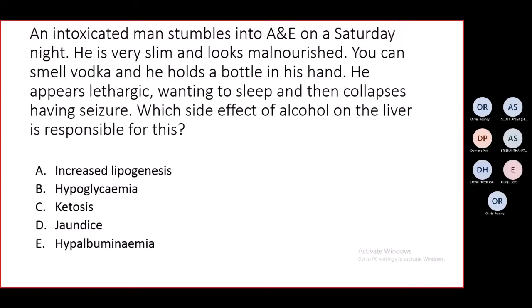So we have A, increased lipogenesis, that's increased production of lipids and fats. B, hypoglycemia. C, ketosis. D, jaundice. And E, I should say hypo, not hyper, hypoalbuminemia. This isn't a clever question, by the way. Try to think about the most simple explanation.